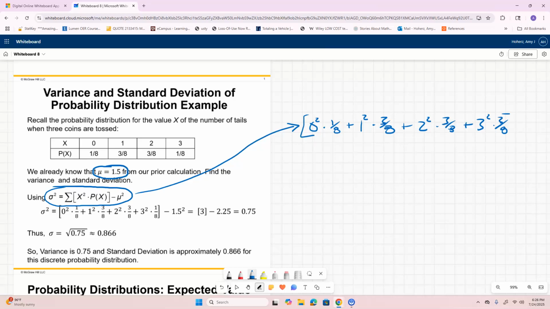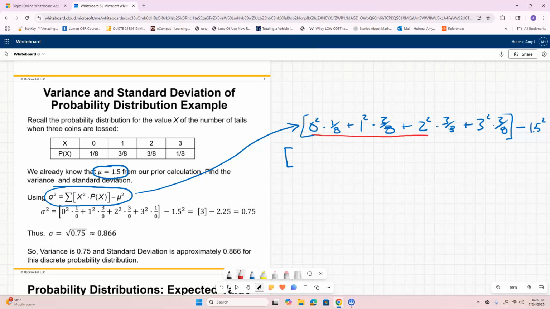And there's no reason that you need to do this by hand. You can if you want to, but you don't have to. You would just type that straight into your calculator. 0 squared times, and put 1/8 in as a fraction, plus 1 squared times, put 3/8 in as a fraction, and just continue. And then at the end, remember, don't forget we're supposed to subtract the mean, which was 1.5, squared. Well, order of operations says we have to do parentheses before we do the subtraction. So we're going to calculate this first, and this all together.